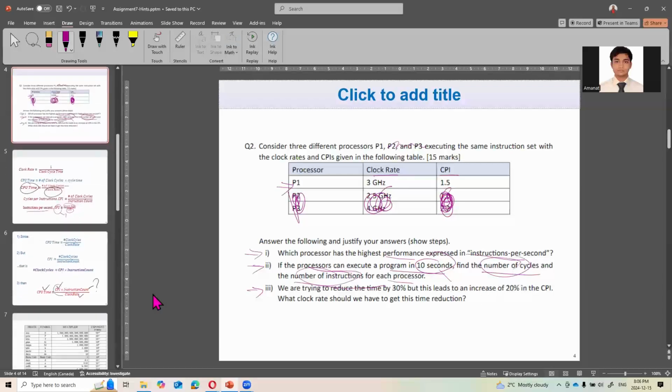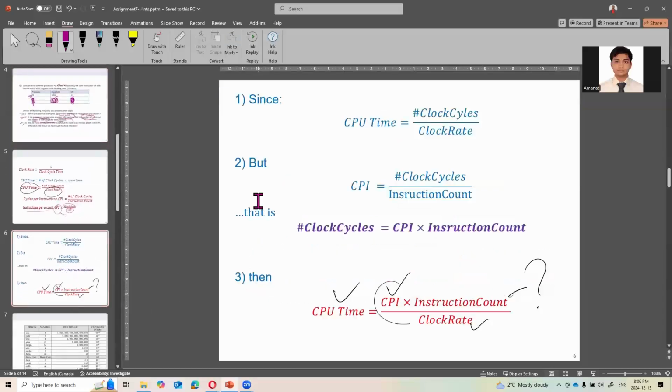So number of cycles, let's try to find that. But we don't know the instruction count. So this is unknown, this is unknown, so we can't use this formula. Let's look at another formula. Number of cycles: CPU time, we know it's 10 seconds, and clock rate, we know it's 3 gigahertz, right? So we can answer this question.